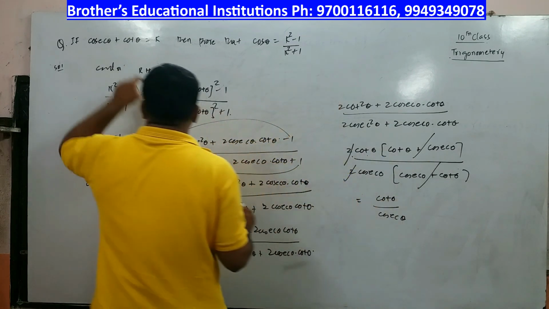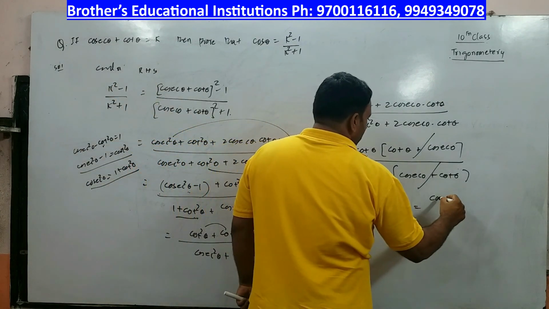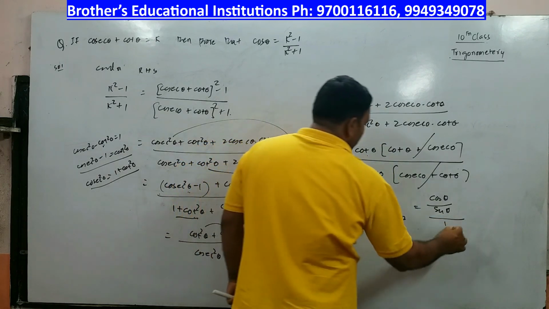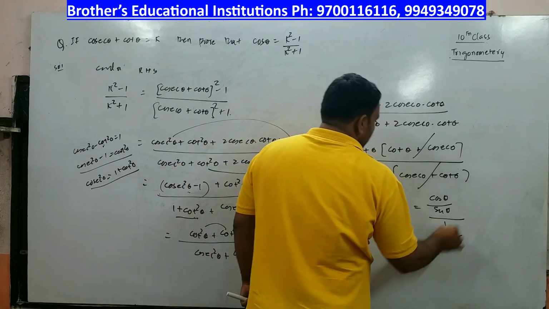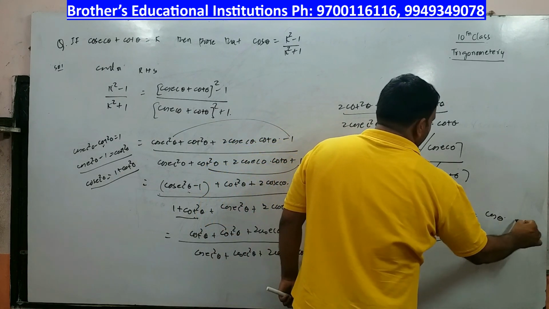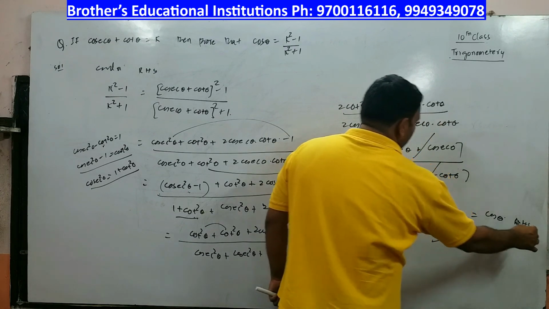Still I have taken the RHS, but my LHS is cos theta. So what am I going to do? I will write cot theta as cos theta by sin theta and cosecant theta as 1 by sin theta. Sin theta cancels. What do you get? You get cos theta, and that is your LHS. You took the RHS and now you have the LHS.